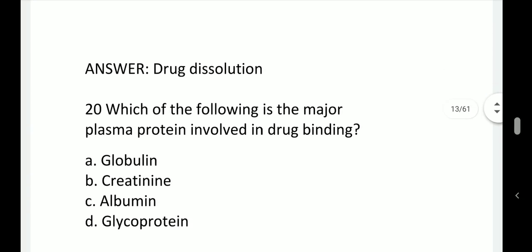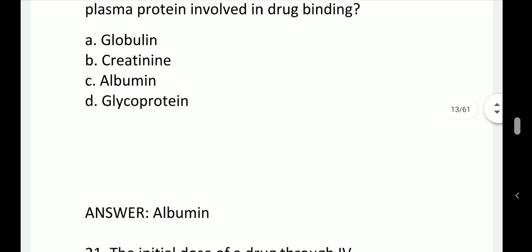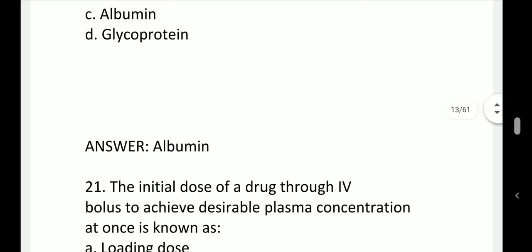Question number 20. Which of the following is the major plasma protein involved in drug binding? Option A, globulin. Option B, creatinine. Option C, albumin. Option D, glycoprotein. Answer is option C, albumin.